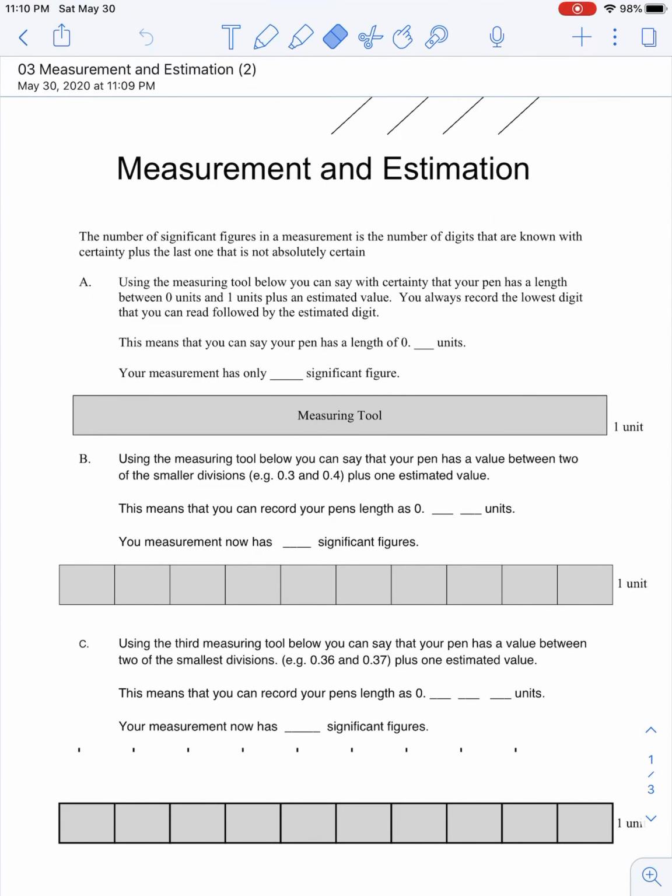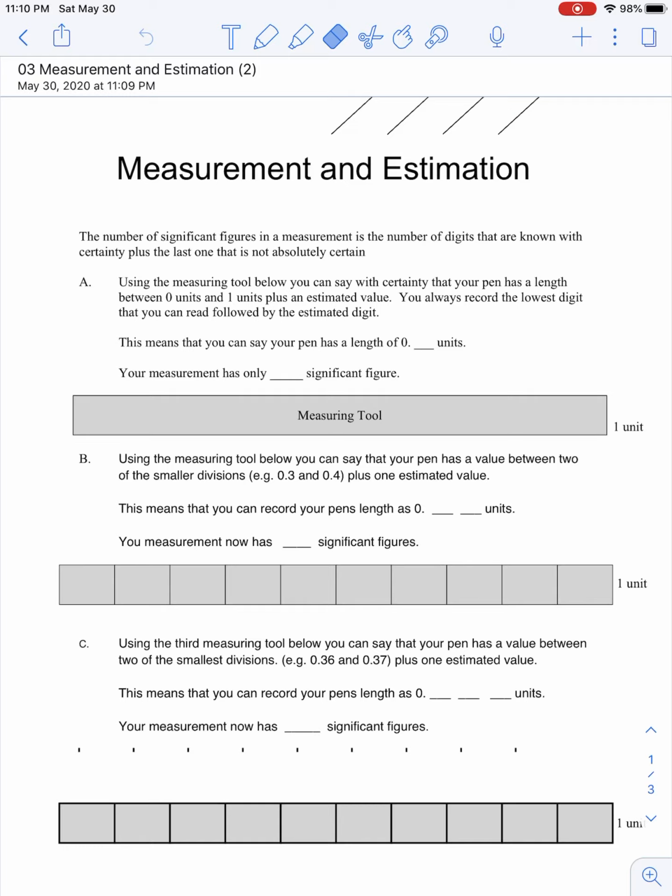Okay, so we're going to go over some measurement, estimation, significant digits, scientific notation, just some math basics we have to have down before we delve into the mathier part of our physics unit. So there's no getting away from math when you're doing physics. So I want to start with significant figures when we're measuring something.